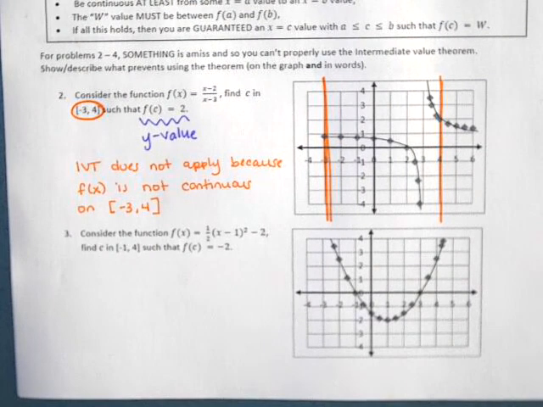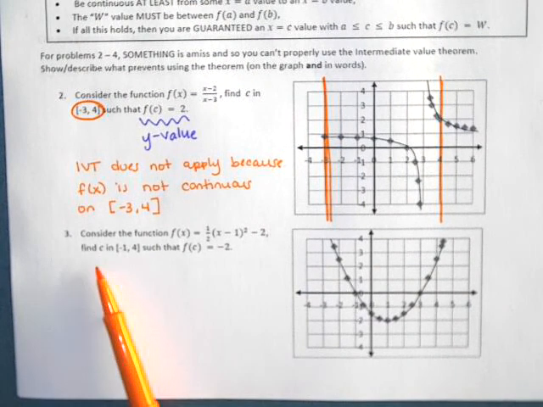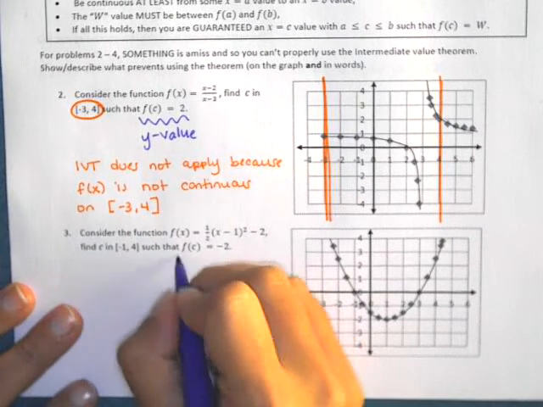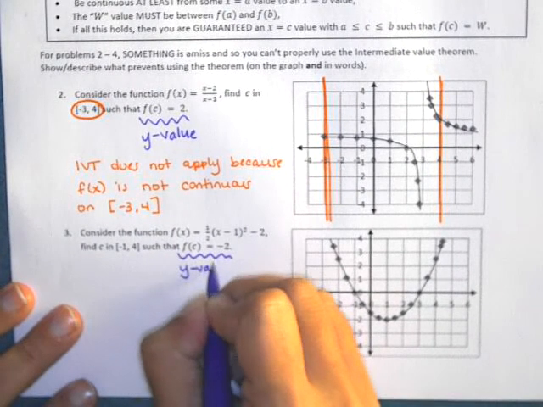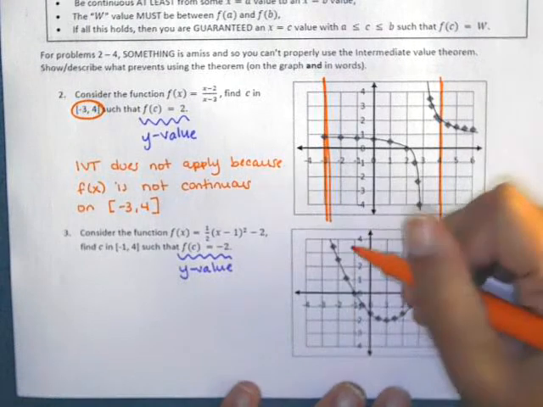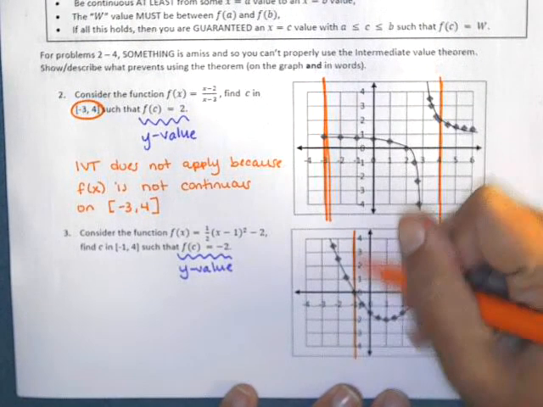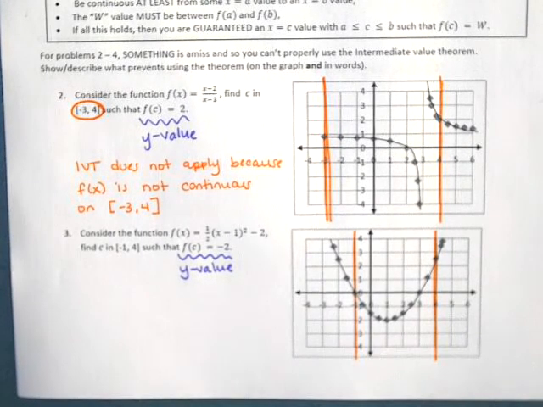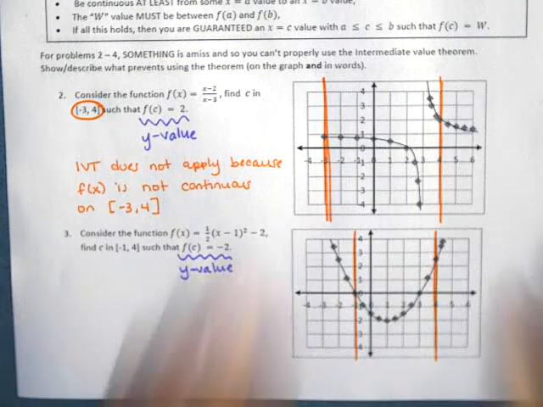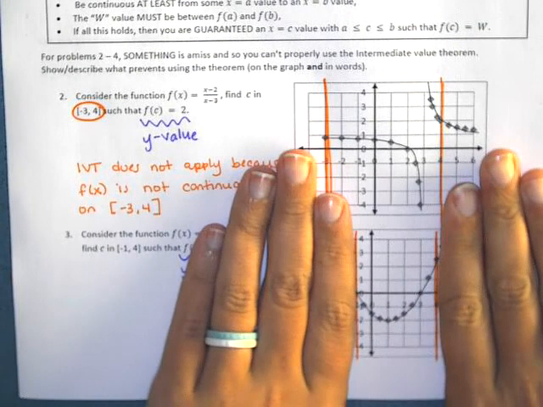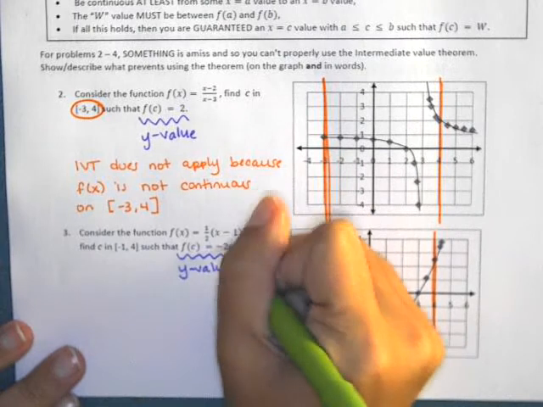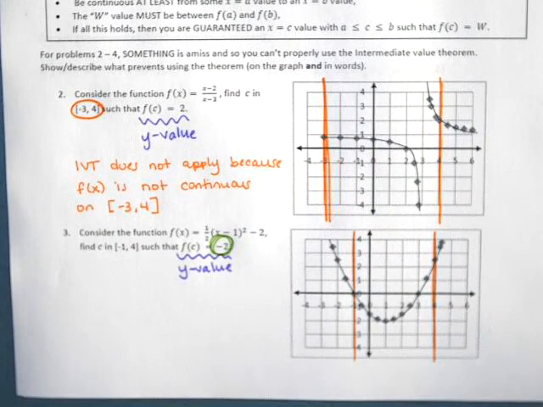Let's look at another example. So consider this function, this graph. Find a value between -1 and 4 so that the y value is equal to -2. So again, we're being asked to guarantee a specific y value. So let's see. -1 is here. 4 is here. Now my first condition is that I need to be continuous in between those numbers. So if I look here, I am nice and smooth and connected in between those numbers. Great. Now my second condition is that the y value that I want needs to be in between the y values of the endpoints.